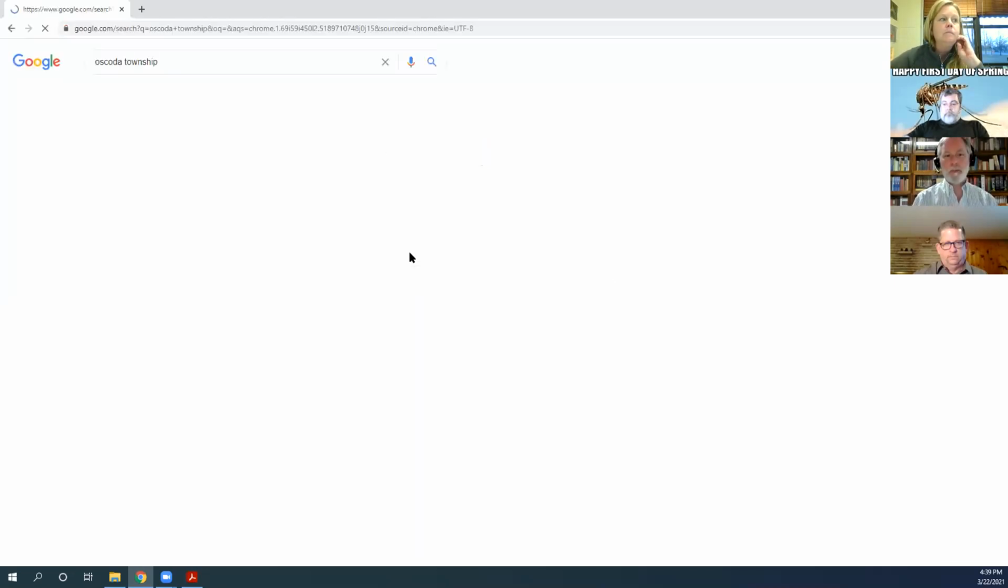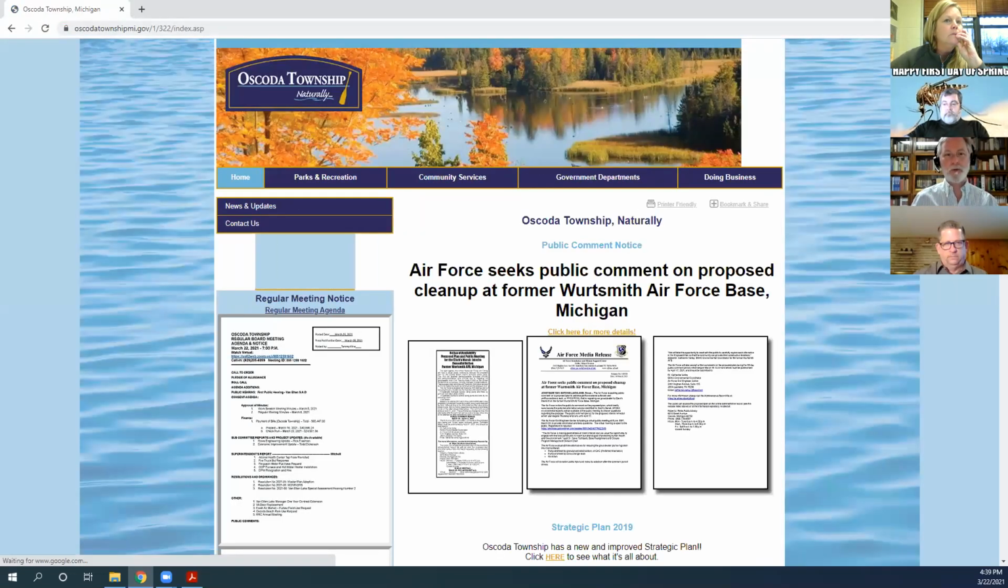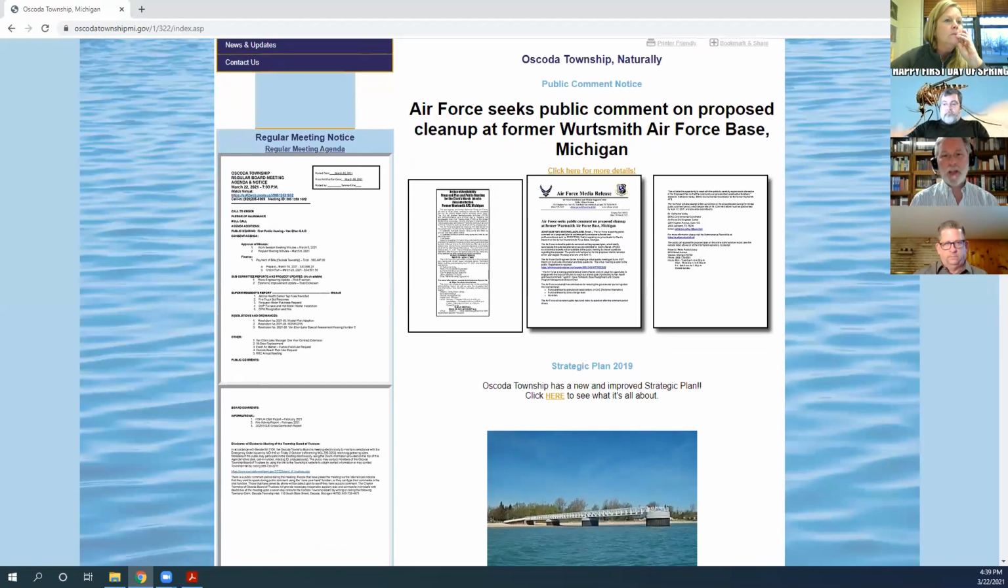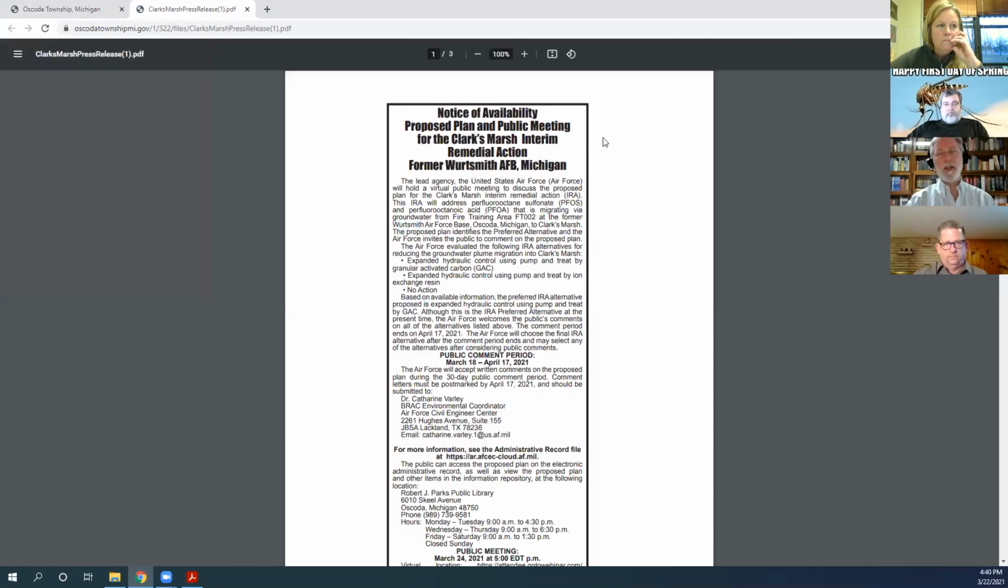So while she's bringing up the website, what's being asked for here by the Air Force is public comment on proposed cleanup at the former Wurtsmith Air Force Base. And the 3 pages that you see in very small, almost icons there, are accessed through the gold link above that says click here for more details. You can go ahead and click that real quick, Ann, please. And then you'll find that the first page is ultimately the public announcement here.